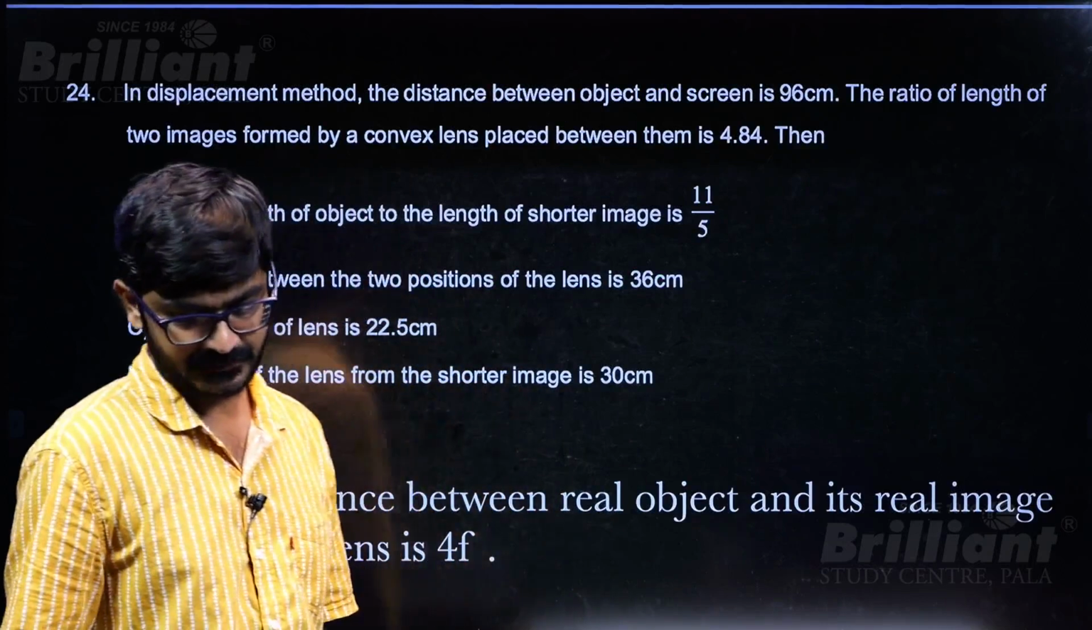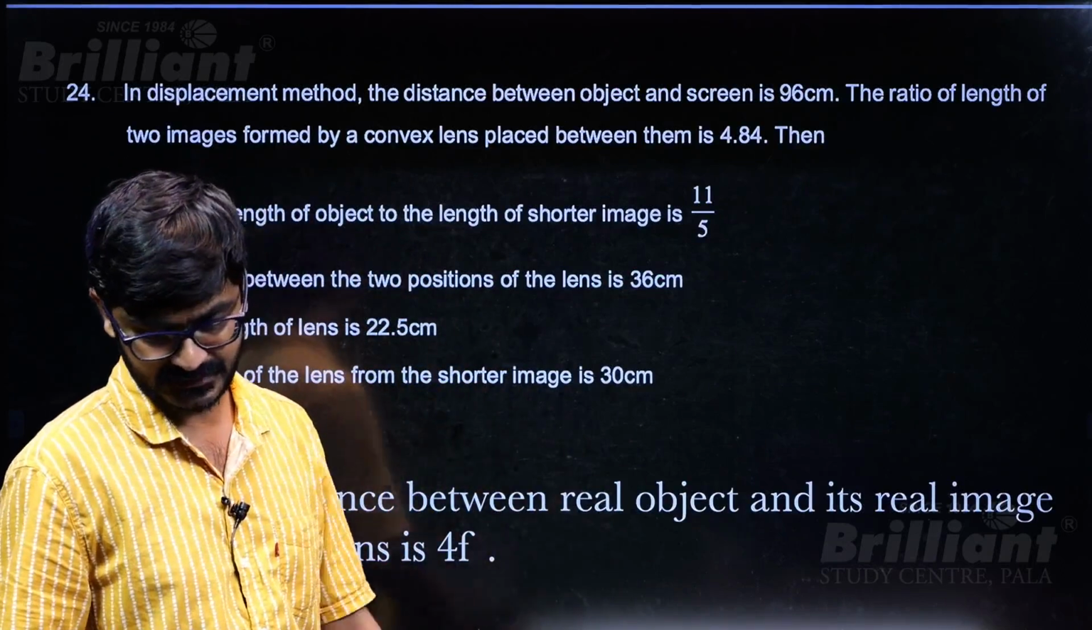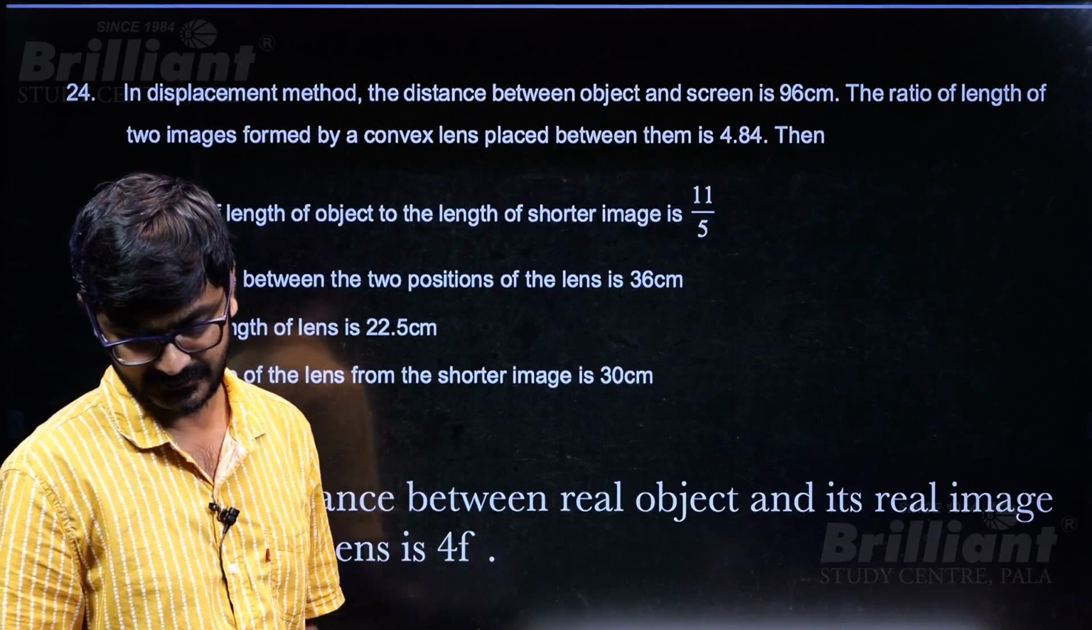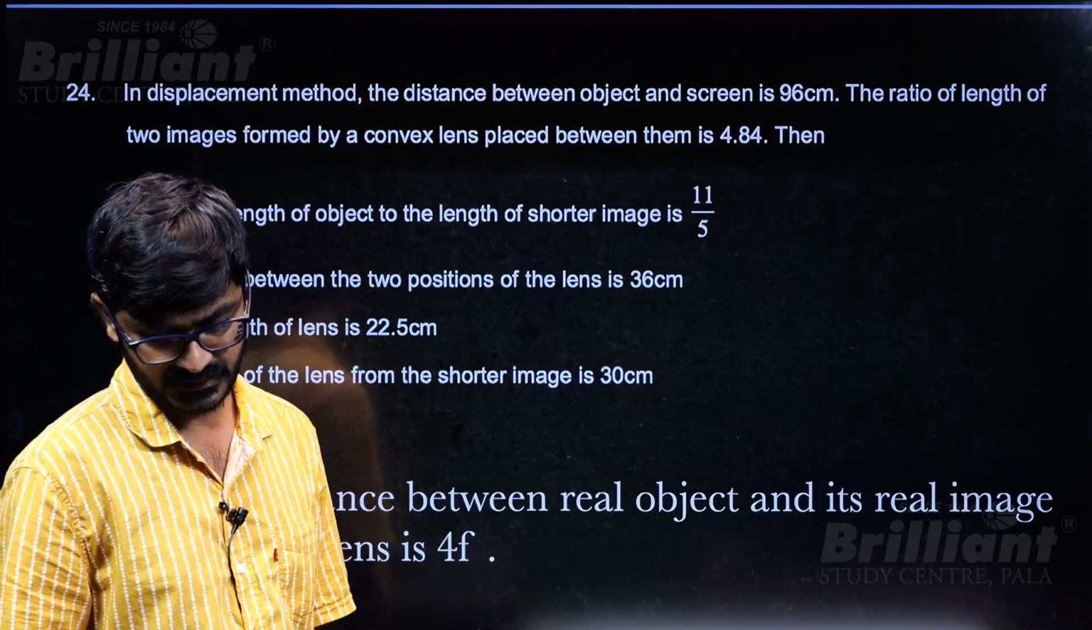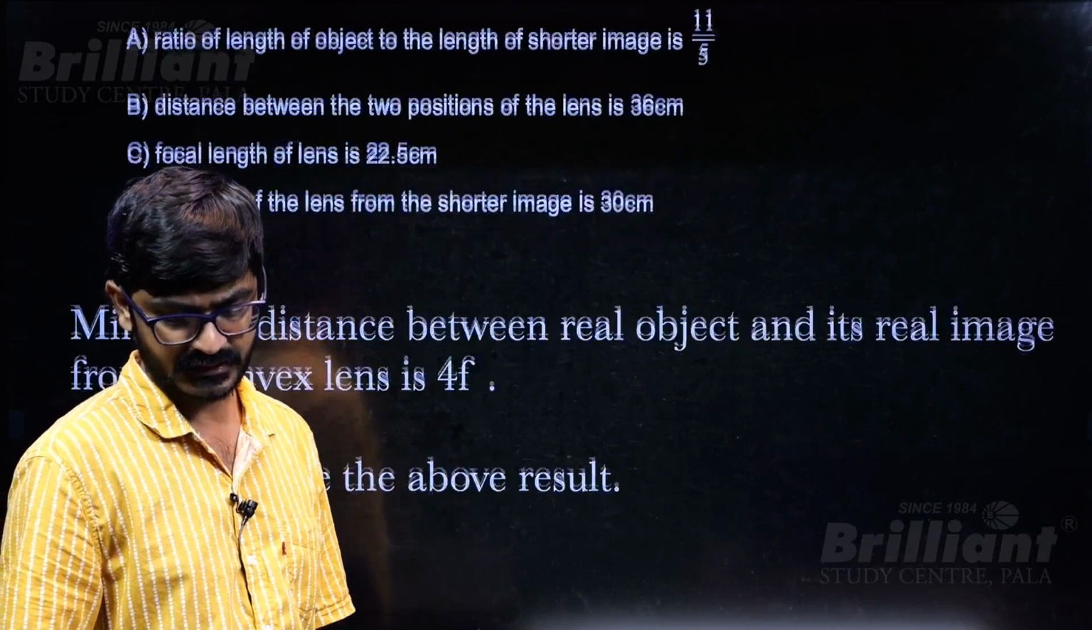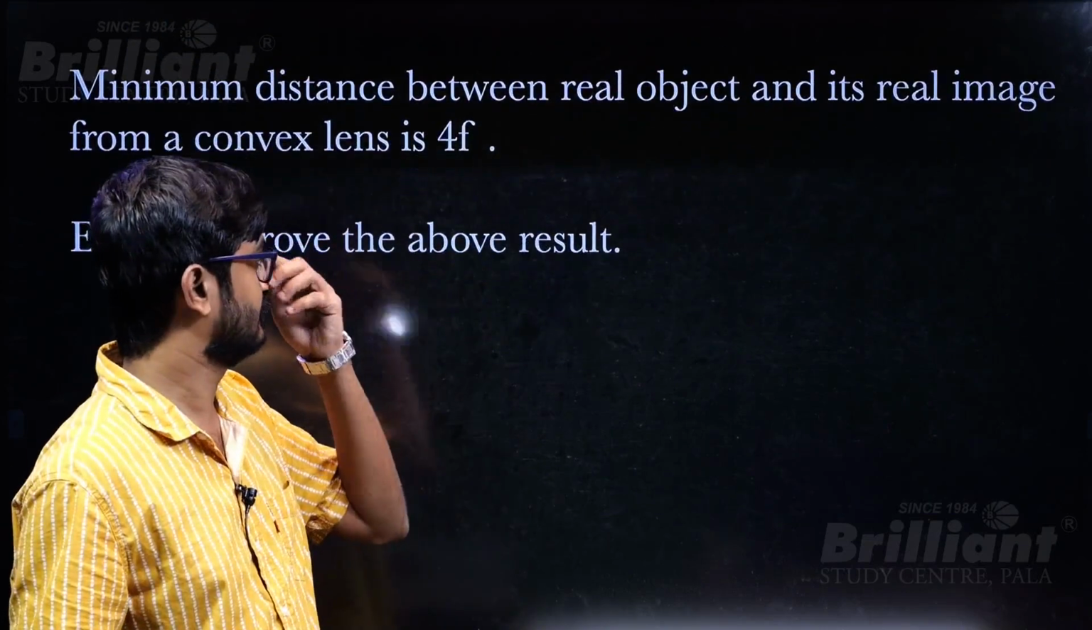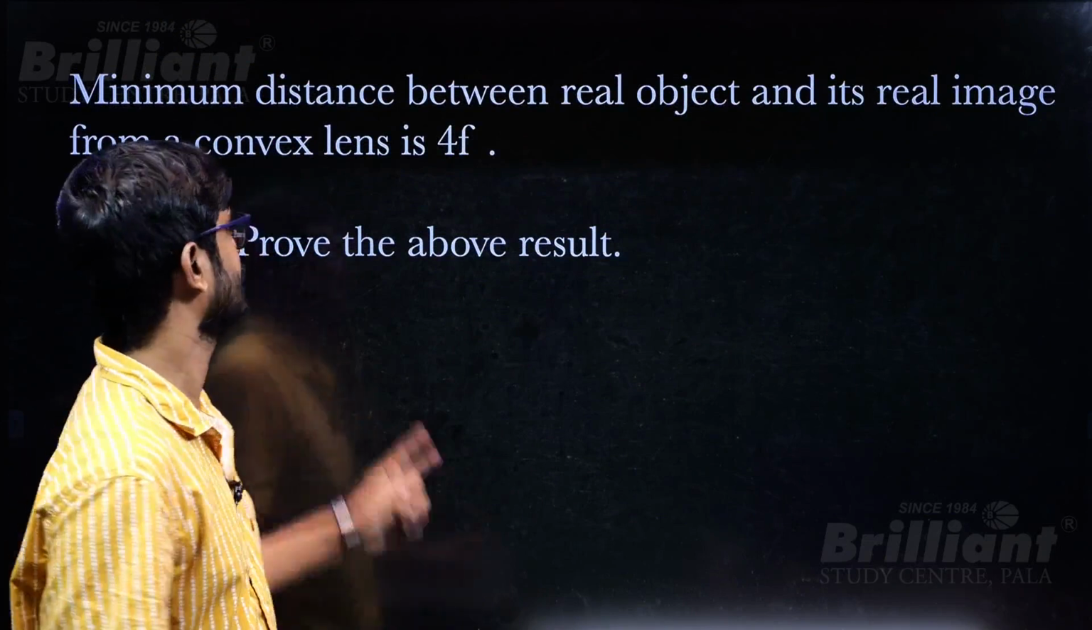So in displacement method, in lens displacement method, the distance between object and screen is 96 centimeter. The ratio of length of two images formed by convex lens is 4.84. Then they are asking some stuff. Now before that, sometimes you may have to prove this to understand lens displacement method.